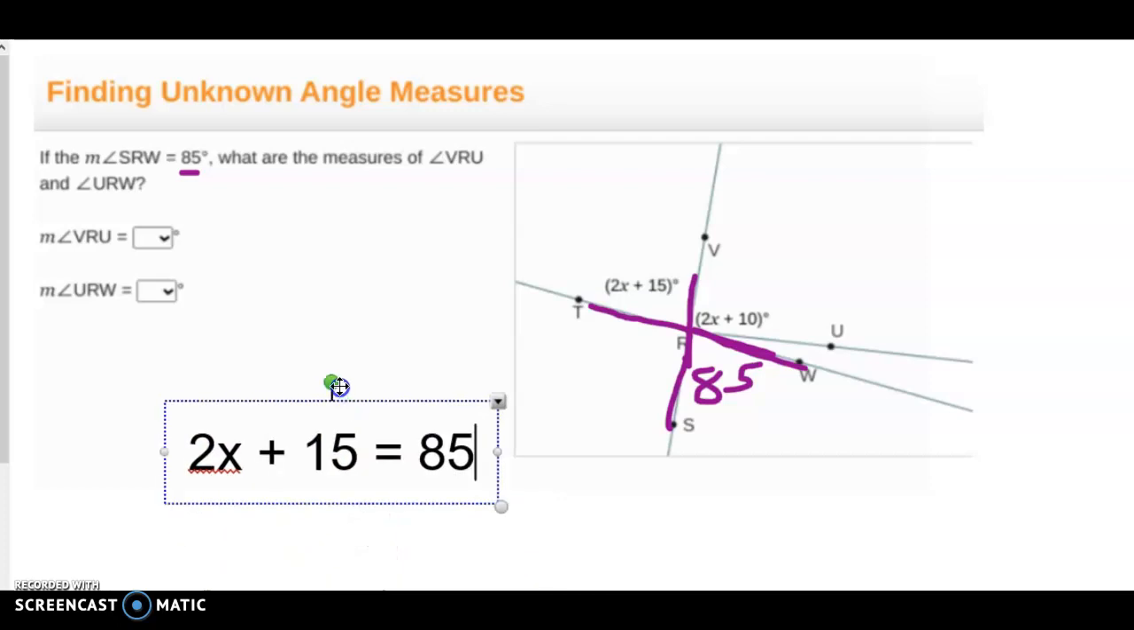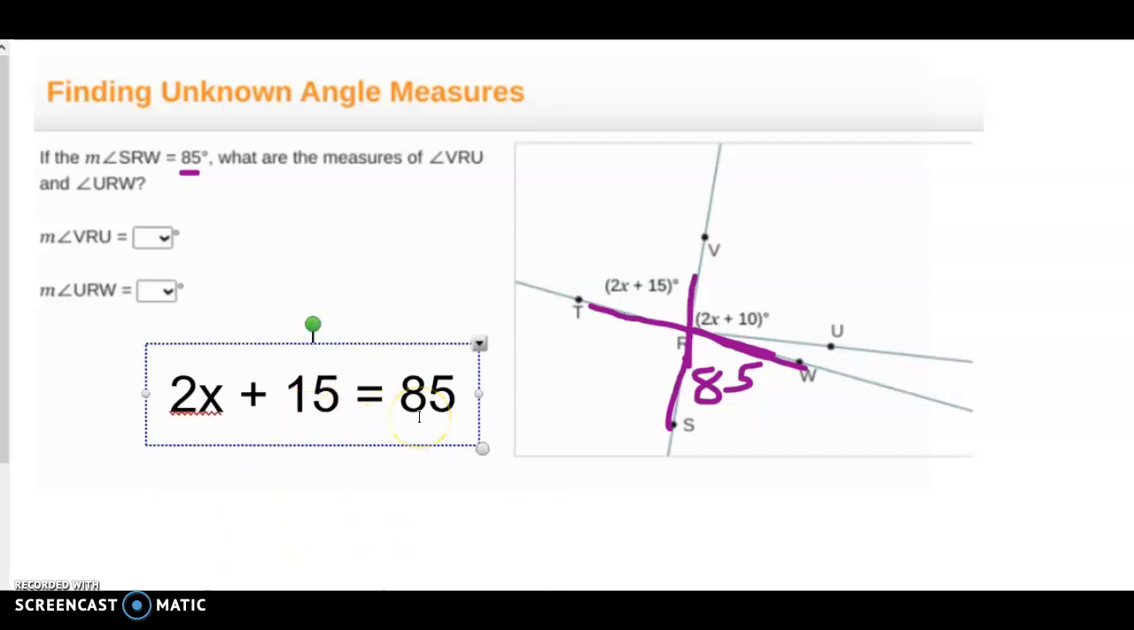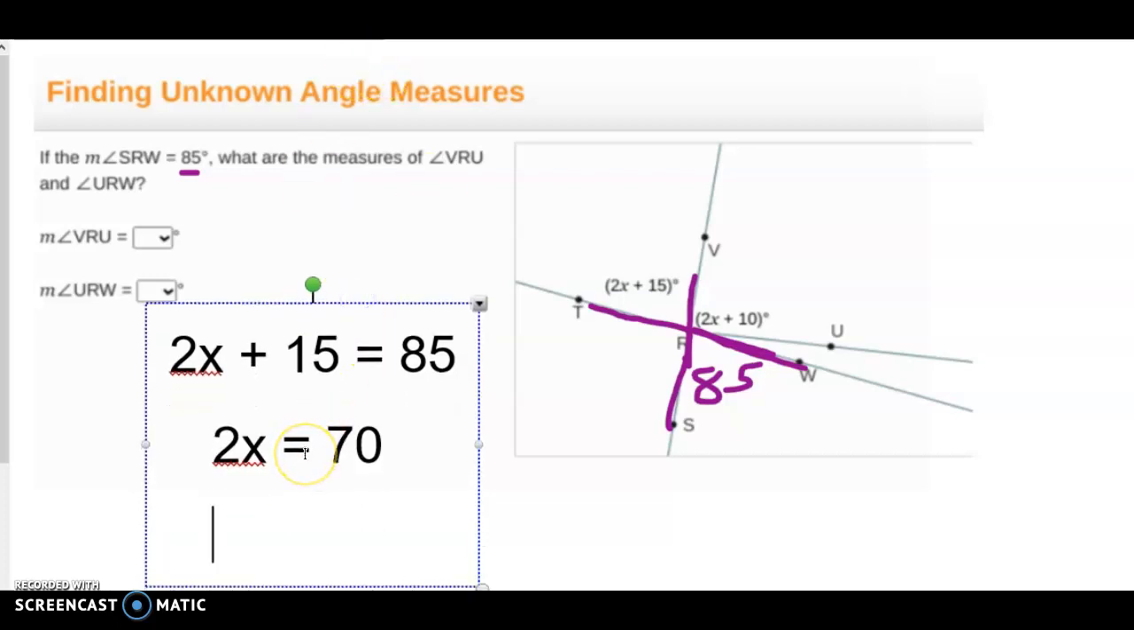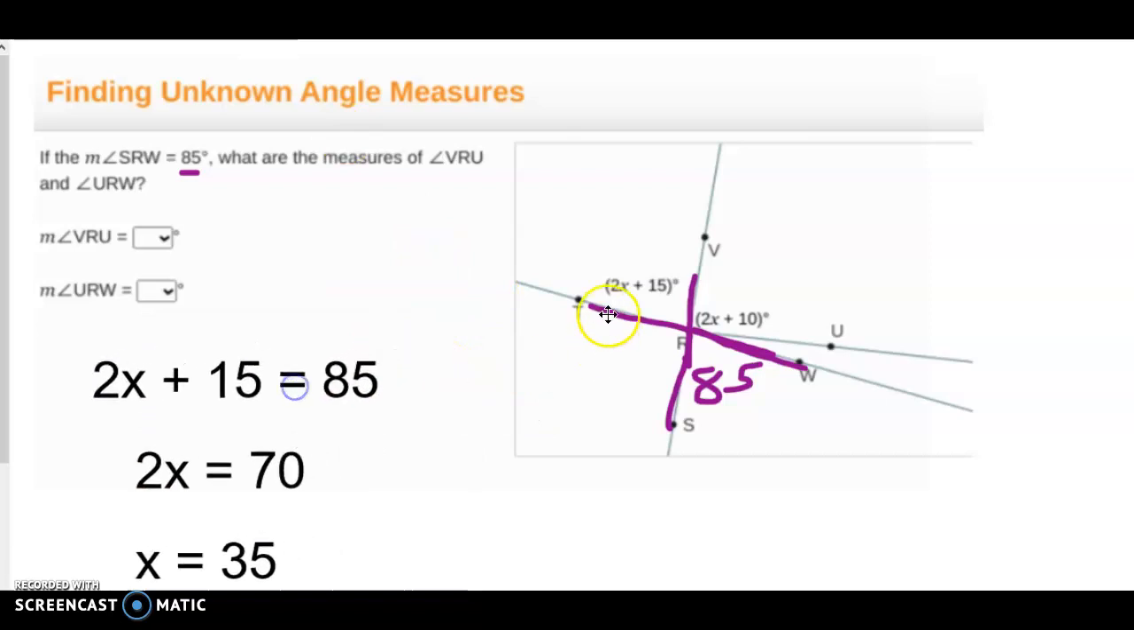And then I can solve that by subtracting 15 from both sides. So I'm going to have 2x is going to equal 70. And that means that divide by 2, x is going to equal 35. So if you put that 35 in, 2 times 35 is 70 plus the 15, yep, you got your 85. So both of these angles are the same.